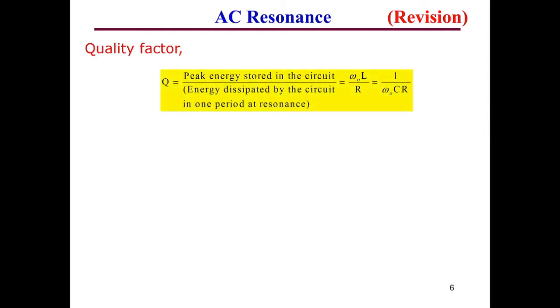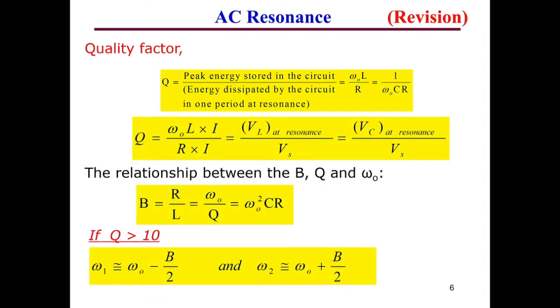Again, this is the definition of the quality factor, XL over R or XC over R, and it gives the ratio between the peak energy stored in the circuit over the energy dissipated by the circuit in one period at resonance. So, energy stored over the energy dissipated at resonance. Okay, that is the quality factor.